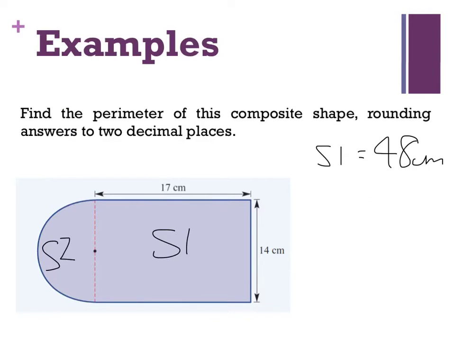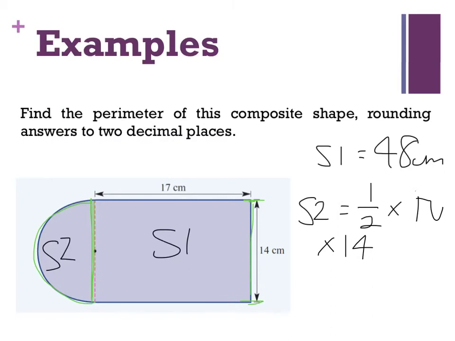Now, to find this shape here, I use the formula: shape 2 is half of 2 times pi times my radius, because I know it's a semicircle. Or I could also use pi times my diameter. Because I've already been given the diameter, 14 along here, I'll use that formula. If it's 14 from here to here, I can assume it's 14 from here to here. So it's half times pi times 14.